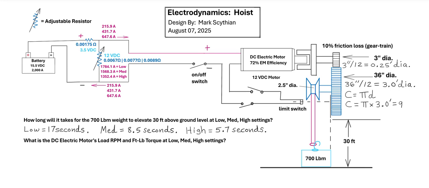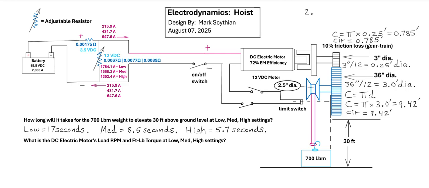So if we calculate the approximate diameter of the large gear, the approximate circumference of the large gear, I meant to say, we calculate 9.42 feet is the circumference of the large gear, the hoist lift gear here. So we'll call that circumference 9.42 feet. And then we have the small gear, which has a diameter of 0.25 feet, which is 3 inches divided into 12 for 0.25 feet.